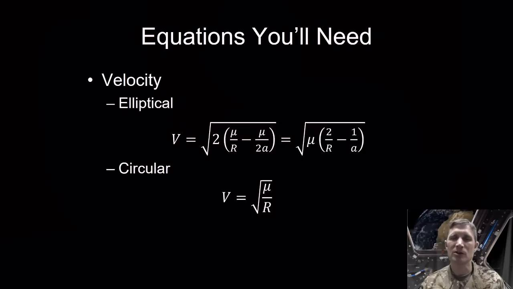Okay. Here are some equations I think you'll need for today's lesson. You'll find these on your equation sheet, and we've talked about them before. First one is the equation for velocity on an elliptical orbit. You know it as the square root of 2 times the quantity mu over r minus energy, or minus mu over 2a. Now that all simplifies into the square root of mu times the quantity 2 over r minus 1 over a. And if you're in a circular orbit, that all simplifies to just the square root of mu over r.